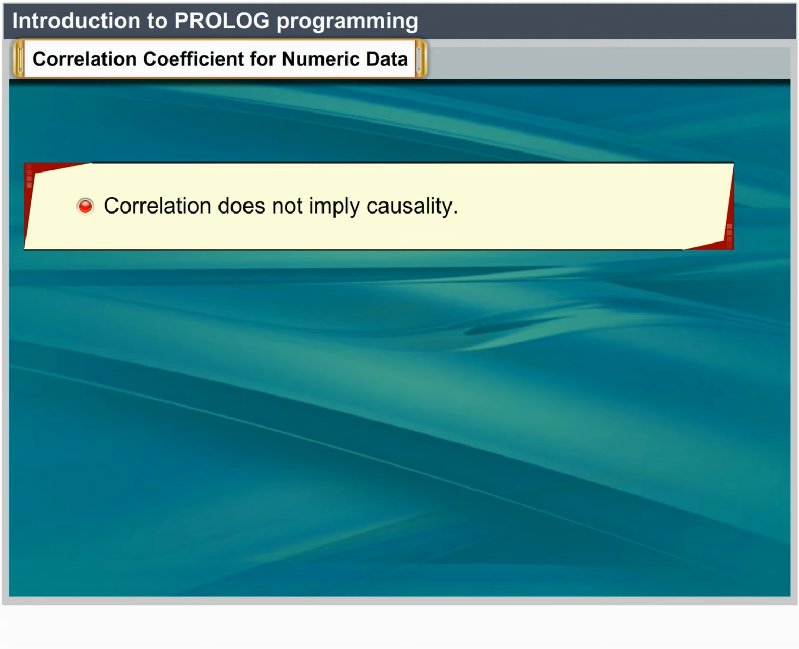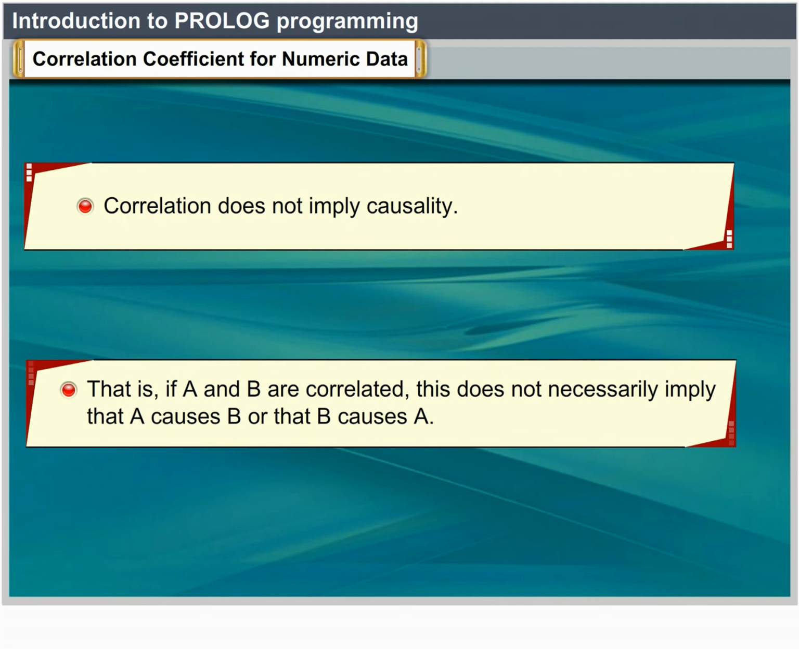Correlation does not imply causality. That is, if A and B are correlated, this does not necessarily imply that A causes B or that B causes A.